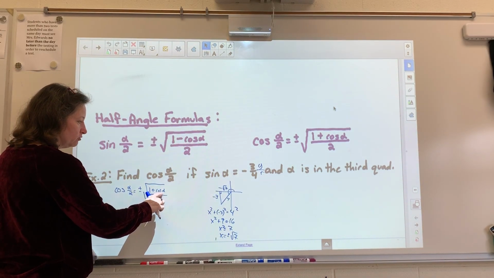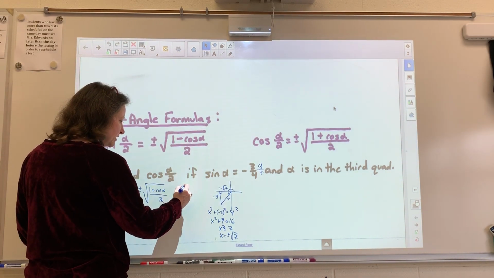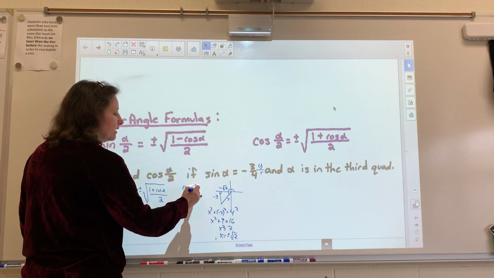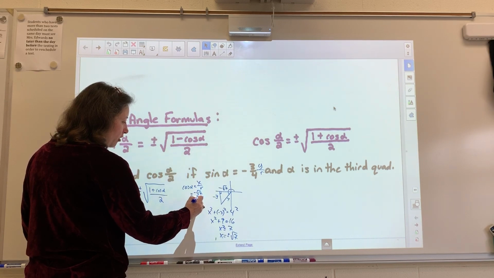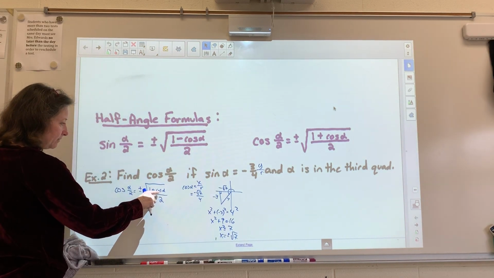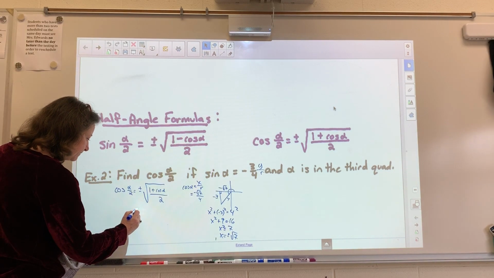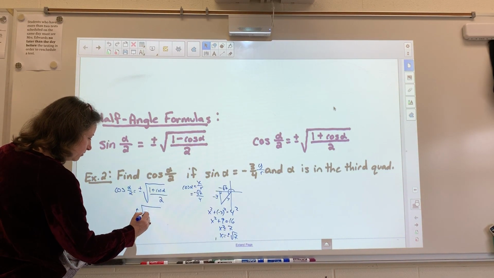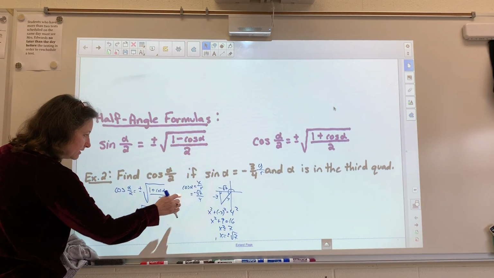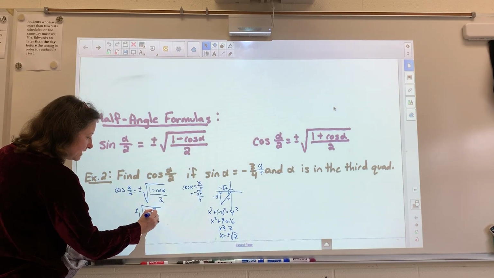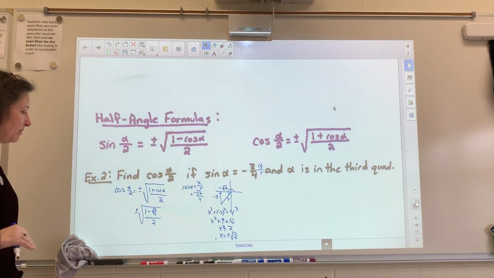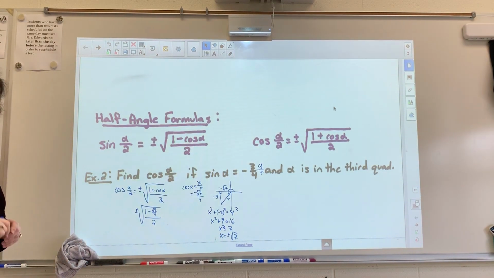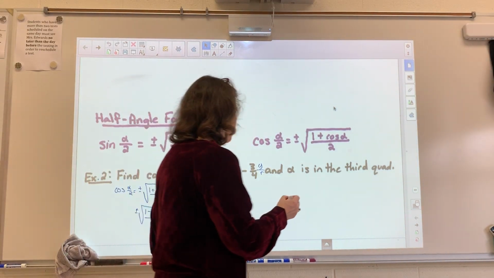I needed to know cosine of alpha. Well, cosine alpha equals what? X over r. X is negative root 7. R is 4. So in this problem, I'm going to put plus or minus square root of 1 minus root 7 over 4, all divided by 2. We're going to have to simplify that. But first, I like to decide about the positive and the negative. And that's where the location of alpha is important.